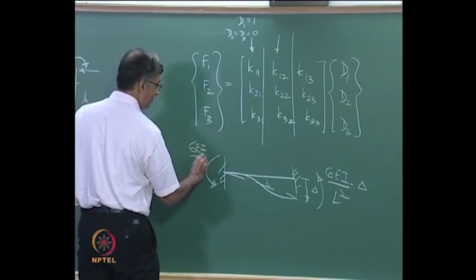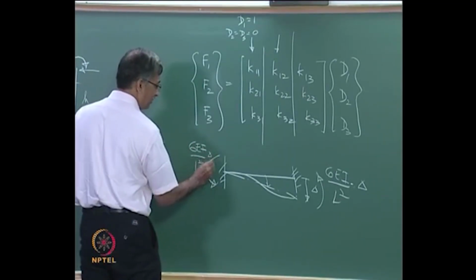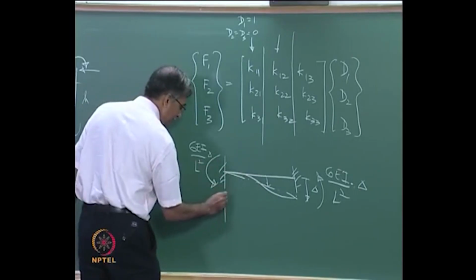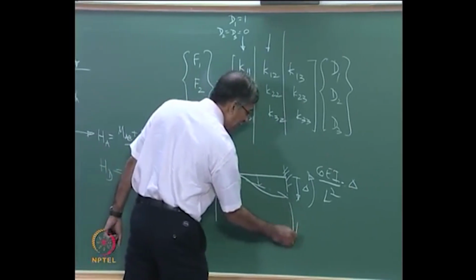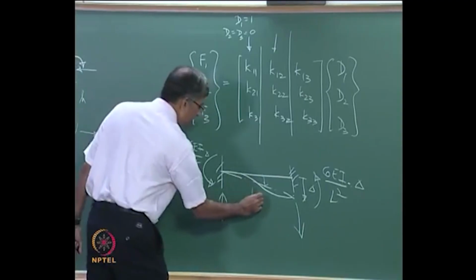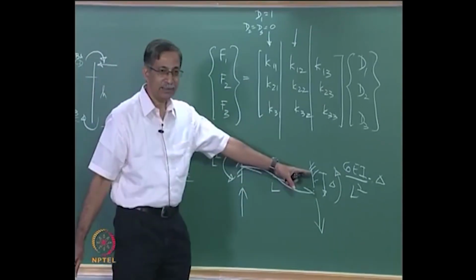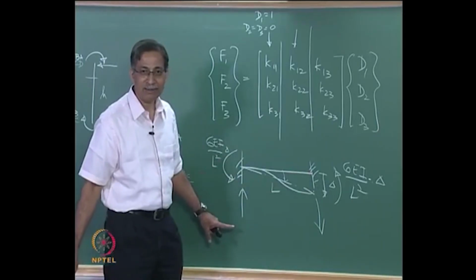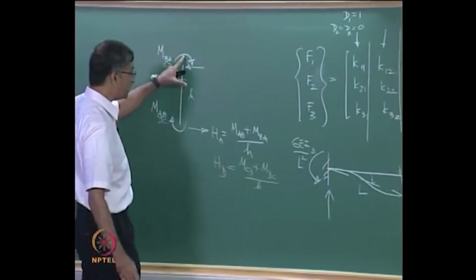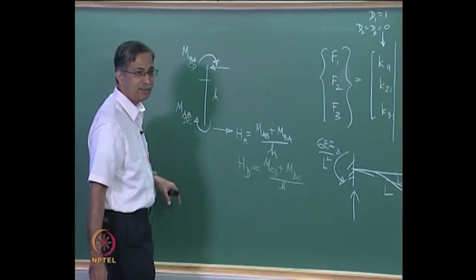Where did you get 3 from? 3 delta by... Come on, where do you get 3 from? By 2, sir. What by 2? Moment plus. Take this free body. What will be this shear? What did we do here? Say this plus this divided by that.